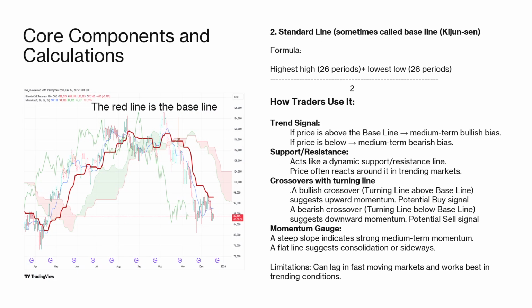This line is the standard line, sometimes called the baseline. The formula is as follows. It's the highest high over 26 periods, which is added to the lowest low over 26 periods, and this sum is divided by 2. And how it works is if the price is above the baseline, that is considered medium-term bullish. If it's below, then it's bearish.